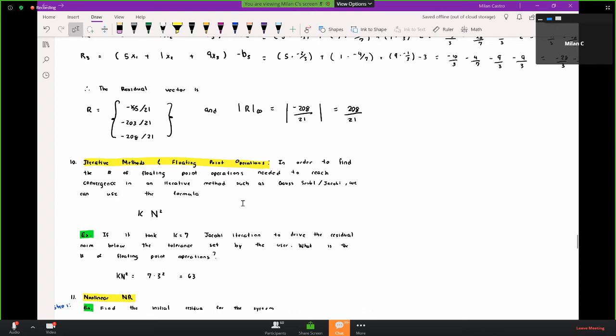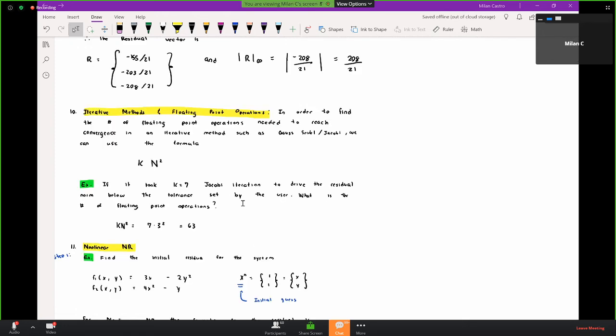All right. So the next thing I want to go over is iterative methods and floating point operations. In order to find the number of floating point operations, which we already discussed, which is adding, subtracting, multiplying, and dividing, needed to reach convergence in an iterative method such as Gauss-Seidel or Jacobi, we can use the formula k times n squared.